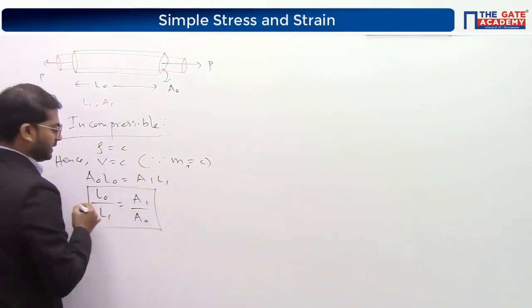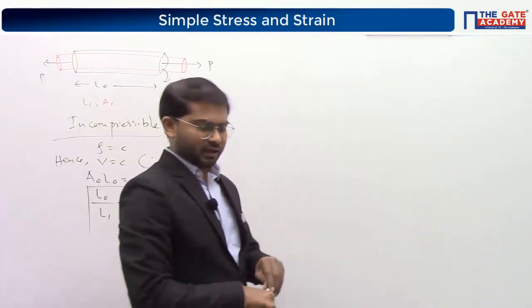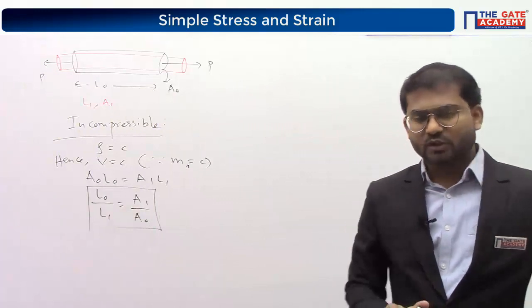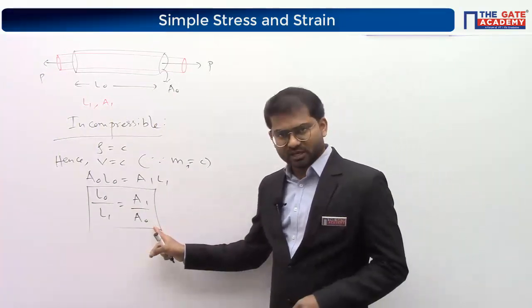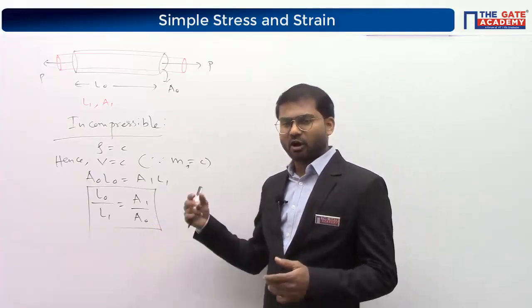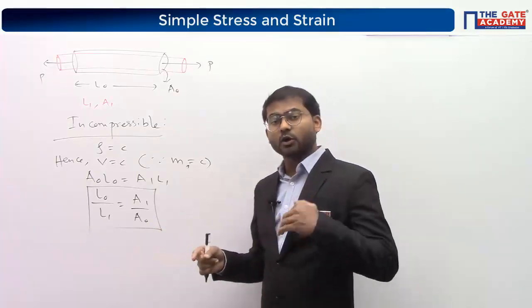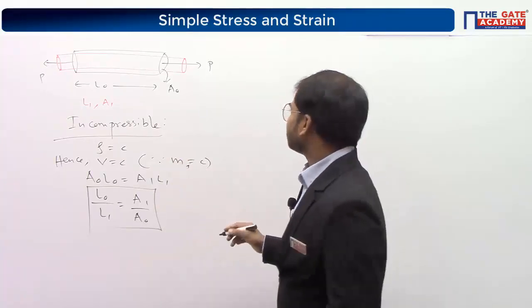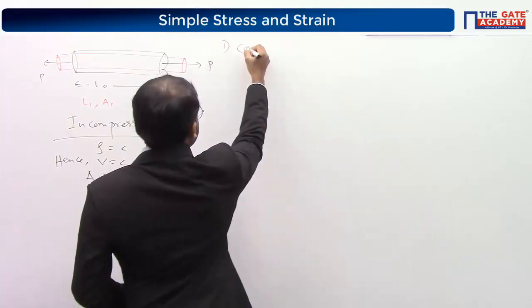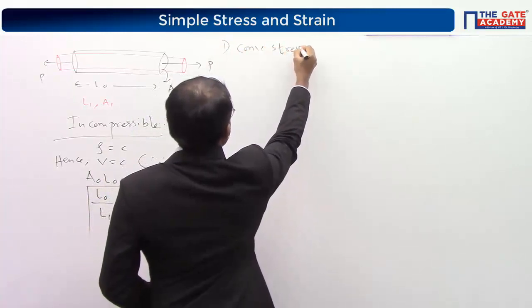So we'll use this result to get the value of true stress and true strain. Understand? So we are going to use this application. We should understand that the formulas we are deriving are valid only for incompressible materials. Understood? Now let's see the formula for conventional stress or engineering stress.